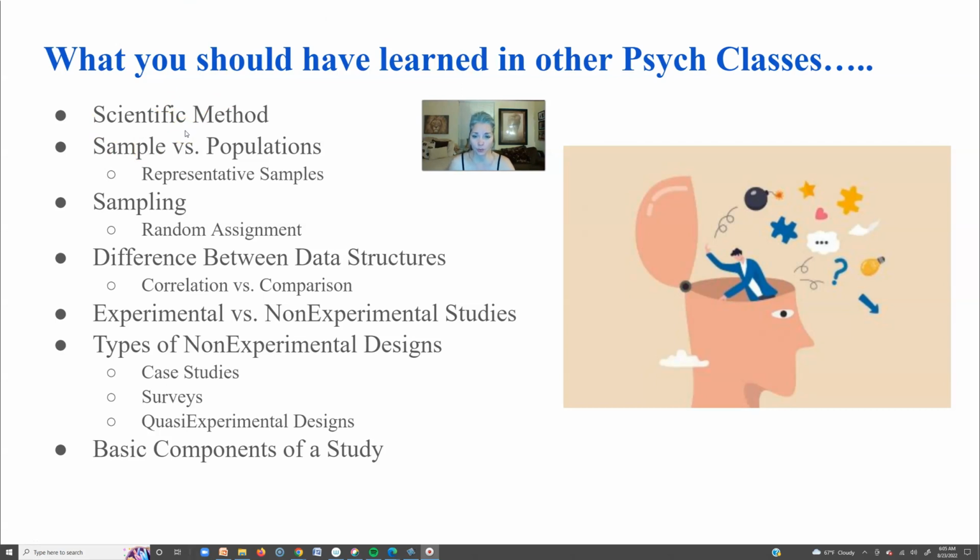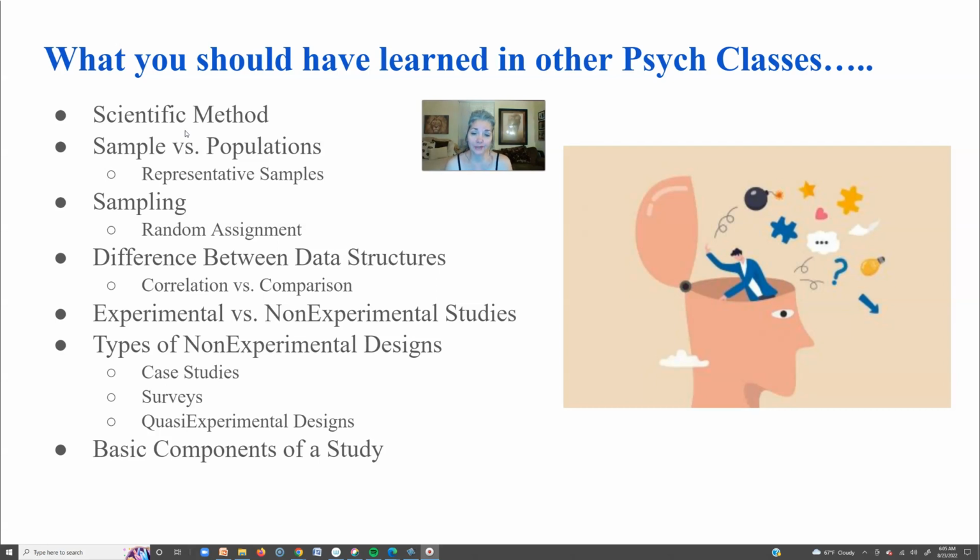You should be able to know the difference between a sample and a population and why it's so important to have a representative sample. Additionally, you should know the difference between sampling and assignment. So we talk about random sampling, and sampling is the method by which we recruit our participants. And random assignment is referencing the method by which we assign those participants to the groups within our study.